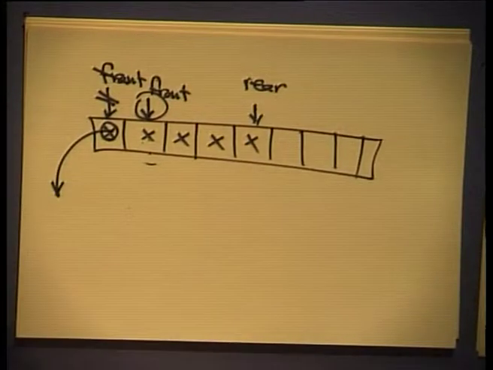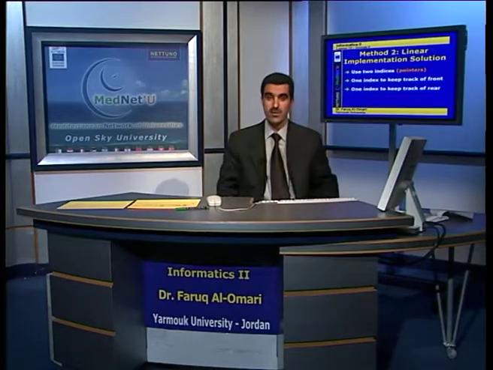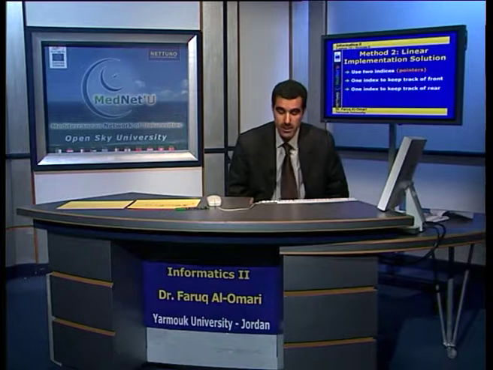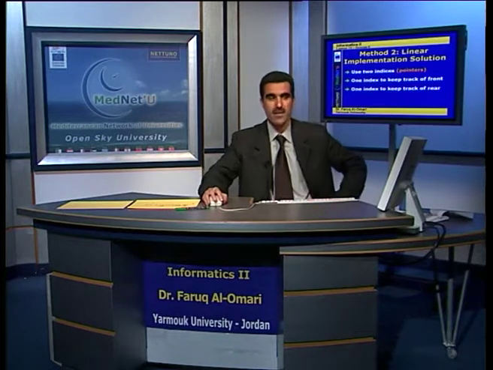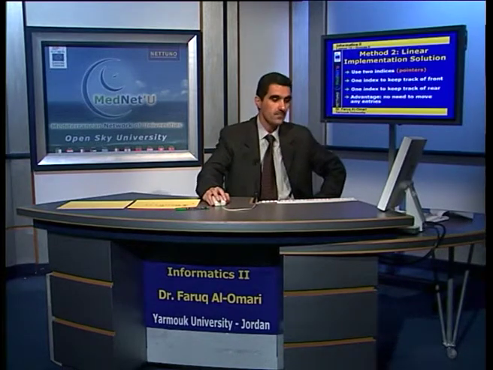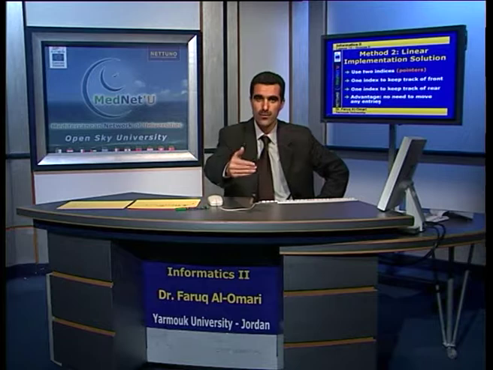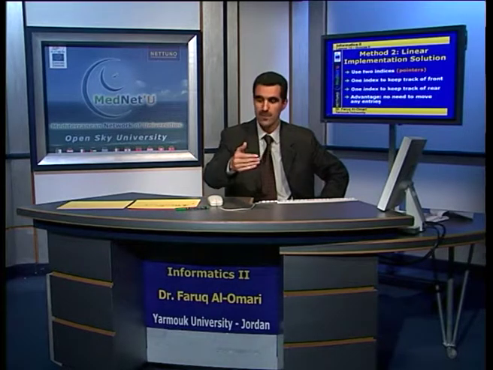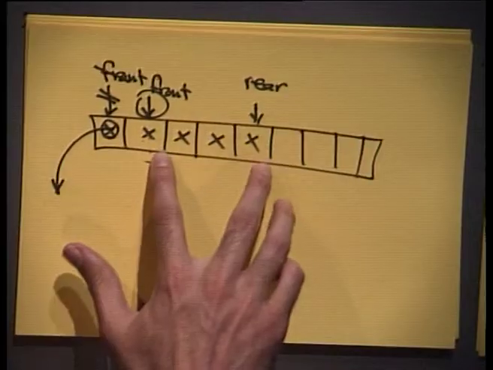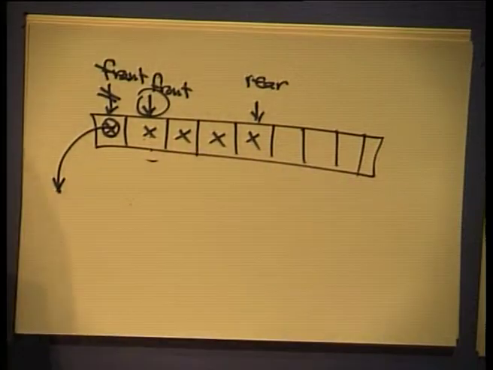So this basically then, apparently at least, solves the problem I was talking about when I was talking about the natural solution. The advantage: no need to move entries anymore. I move to the entries. The pointers will move to where the actual data is located within my queue. Excellent.